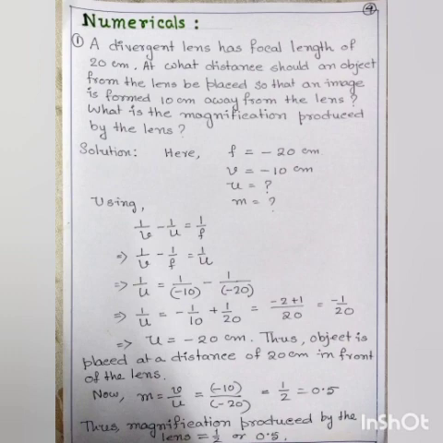Thus, object is placed at a distance of 20 centimeter in front of the lens. So, then magnification m is equals to v by u equals to minus 10 by minus 20, that is equals to 1 by 2 or 0.5. Thus, magnification produced by the lens is here 1 by 2 or 0.5. Clear? Now, this much is for today's class. Thank you.